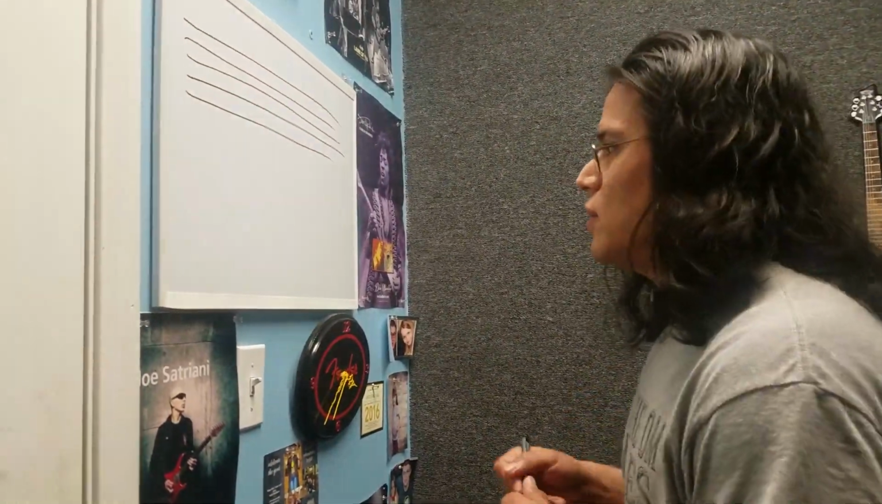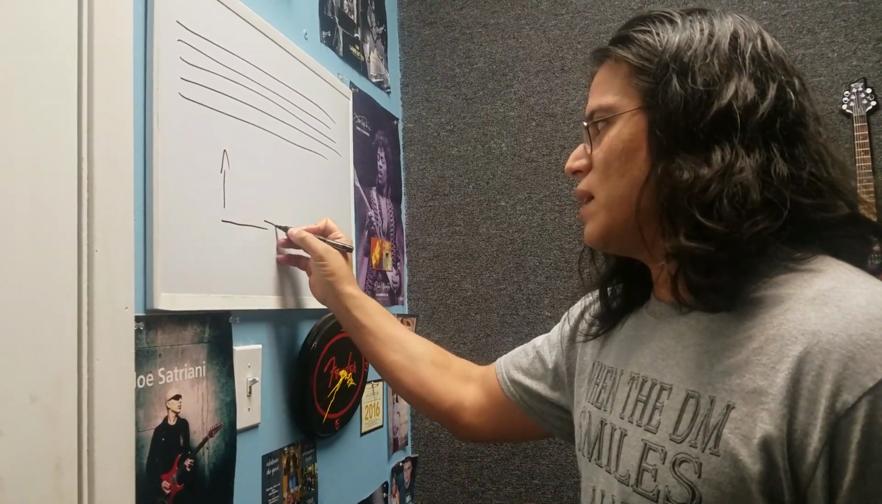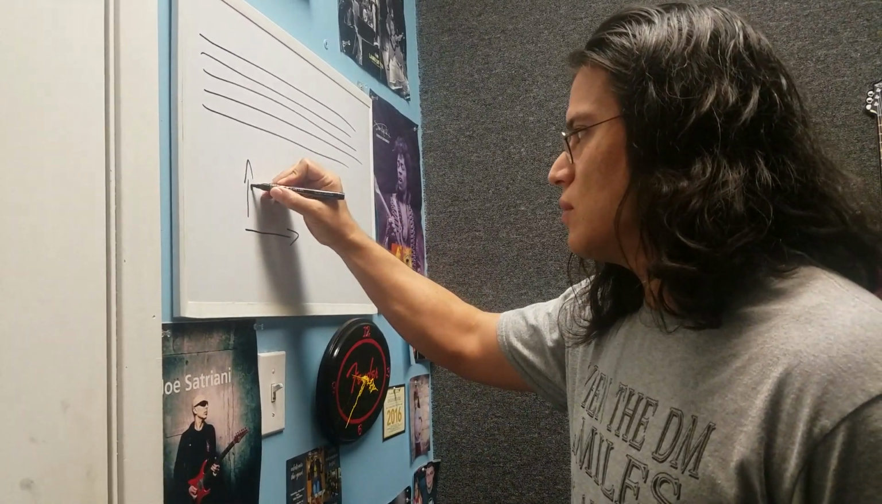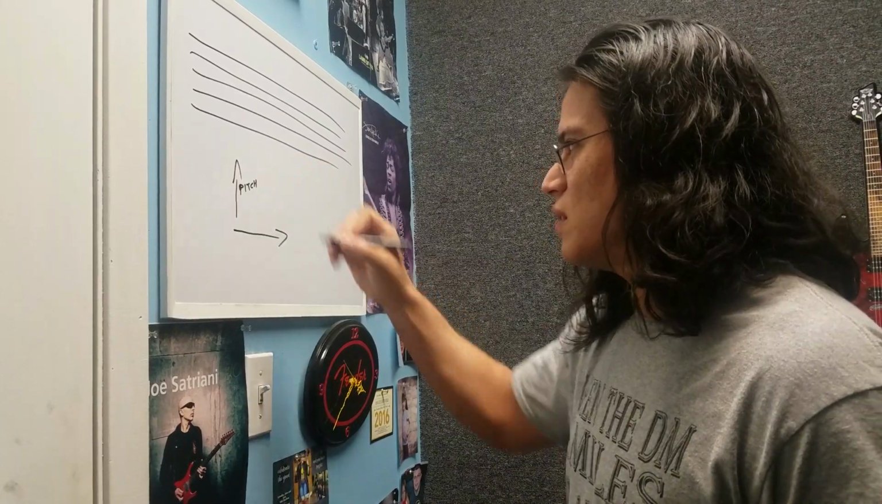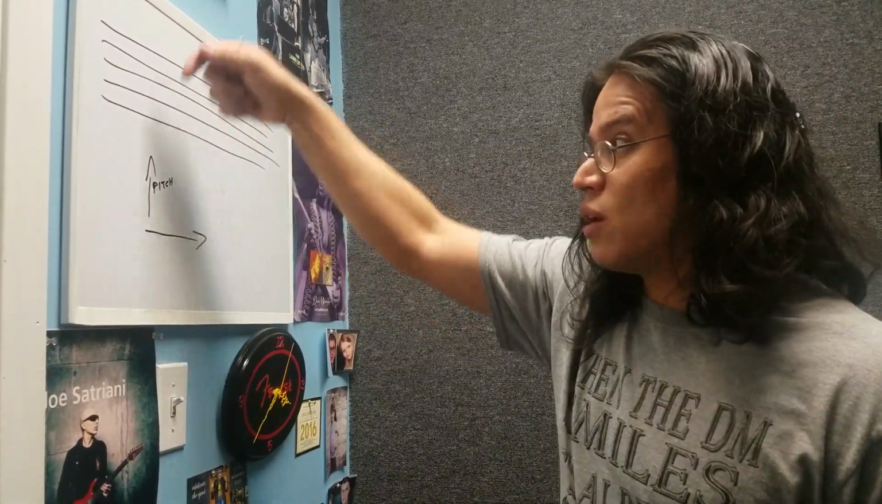Before we get into clefs and all the stuff that gives the staff meaning, I want you to understand the staff as a graph. If you've taken just basic math, you know that you have a y-axis and an x-axis. Your y-axis is going to be your pitch, which is the same as frequency. Whether a sound is low in frequency or high, that's your pitch. The higher in frequency it is, the higher it's going to be on the staff, and vice versa. The lower it is in frequency, the lower it's going to be on the staff.